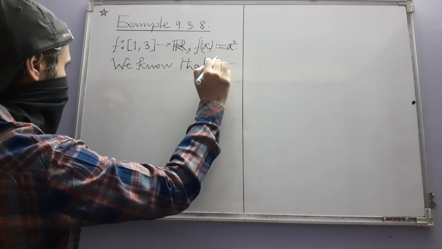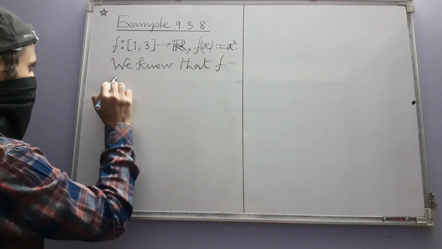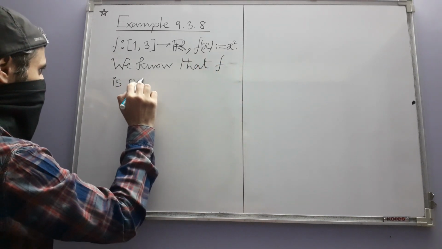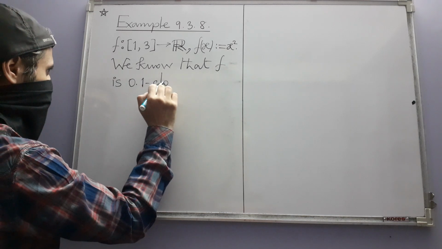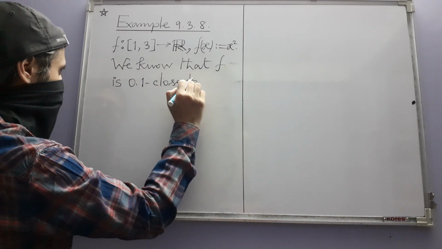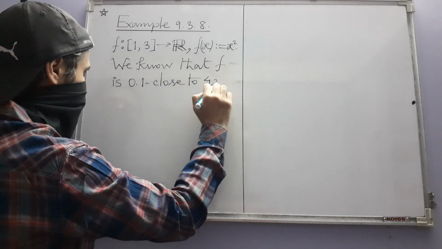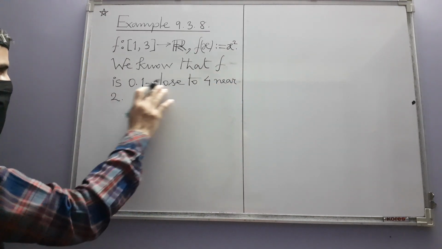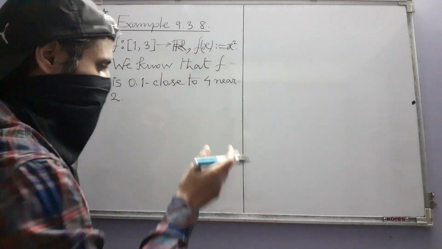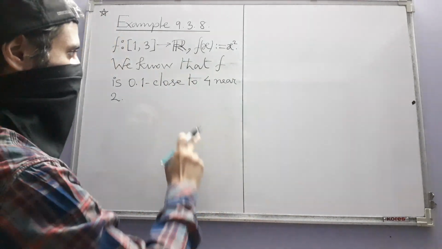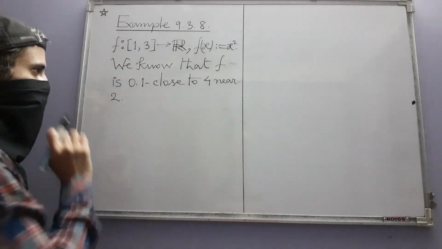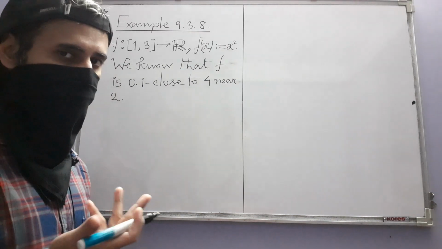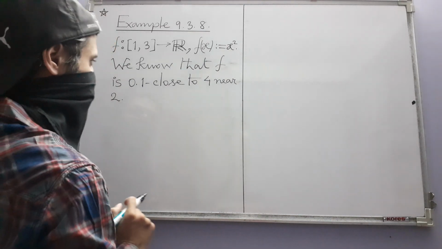We know that f is 0.1 close to 4 near 2. We also know that this does not happen for the entire function if we need to restrict it near 2, but then it becomes 0.1 close to 4.